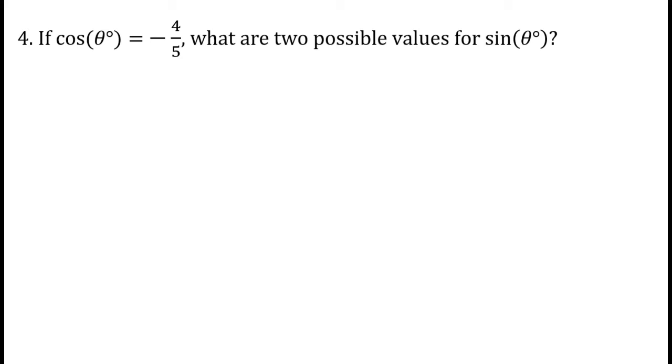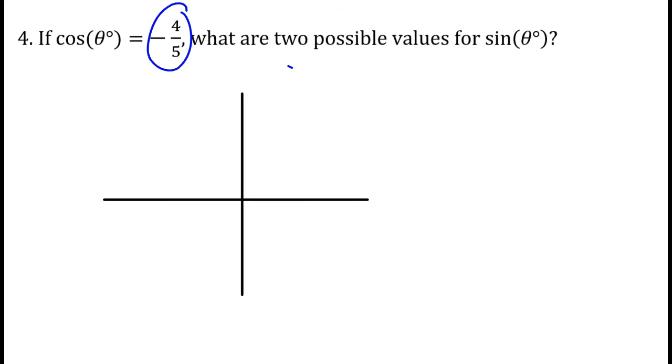If the cosine of theta was negative 4/5, what are two possible values for the sine of theta? Well, I know that cosine is negative. And where is cosine negative? Where is the cosine function negative? Well, if you think about it, cosine is our x values. Cosine is negative in quadrants 2 and 3, because they're both negative in quadrant 3.